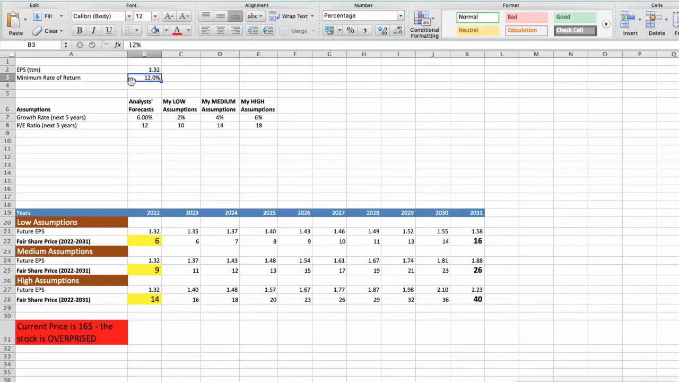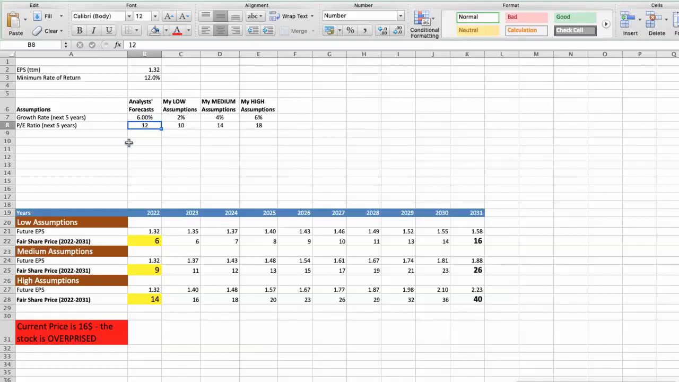Because when we invest in individual stocks, we are looking for a higher return than the S&P 500. For Gap, analysts forecast a growth rate of around 6% per year in the next 5 years, and a future P/E around 12. Again, I will use 3 different scenarios for Gap Company: bad, average, and good.